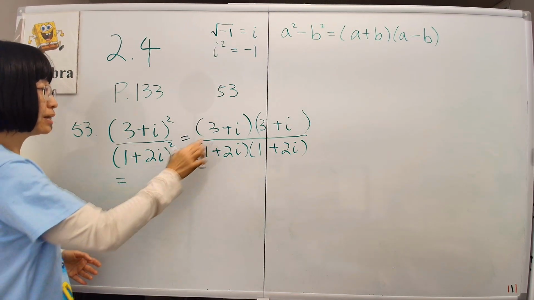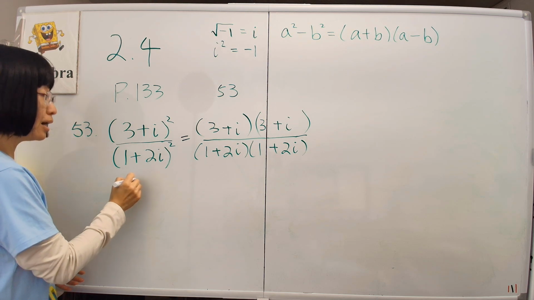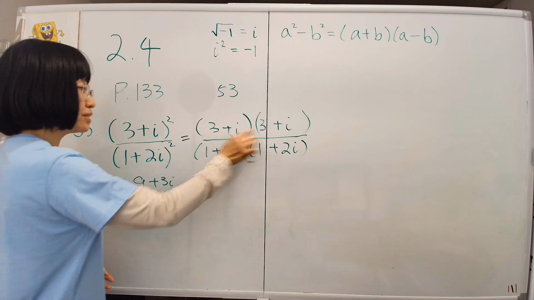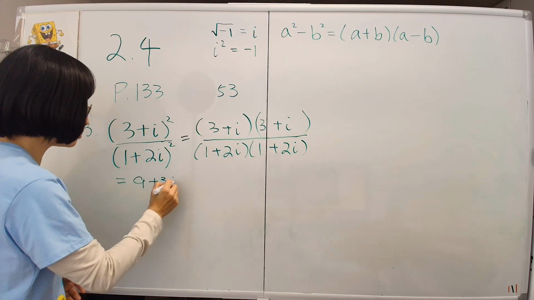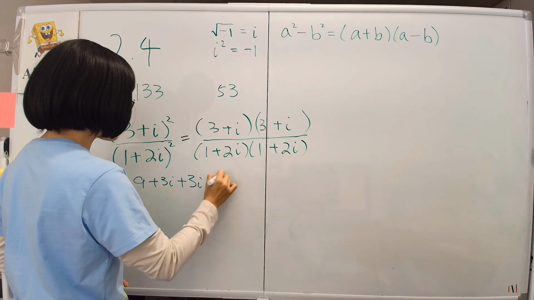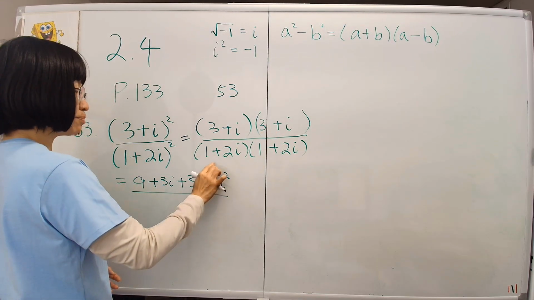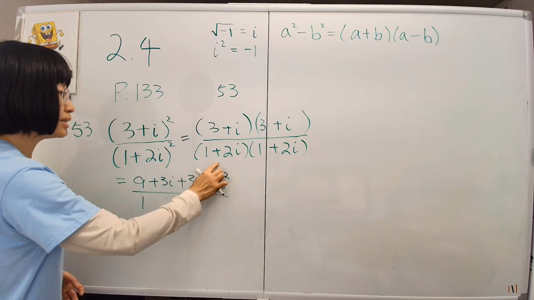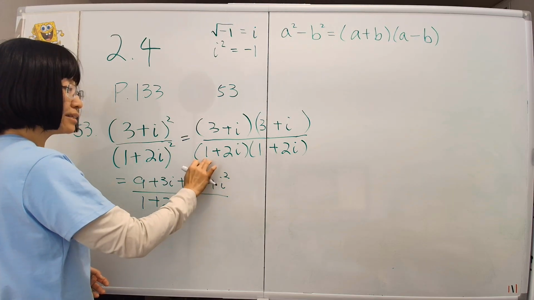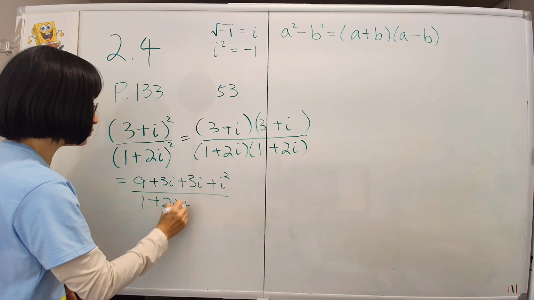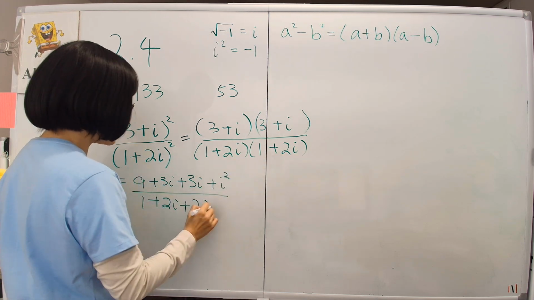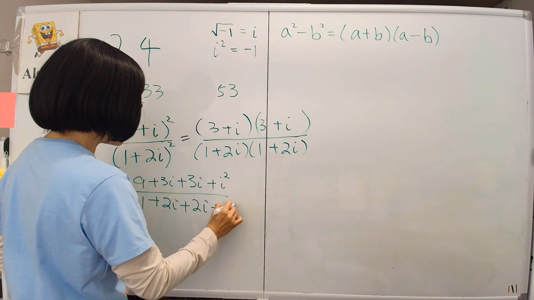So that would become 3 times 3 is 9. And then 3 times i is 3i. That's for the first 3. And then secondly, i times 3 is also 3i. And then i times i is i squared. Doing the same thing for the bottom: 1 times 1 is 1. 1 times 2i is 2i. And then, so that guy's done. Next guy up: 2i times 1 is 2i. And then finally, 2i times 2i is equal to 4i squared.